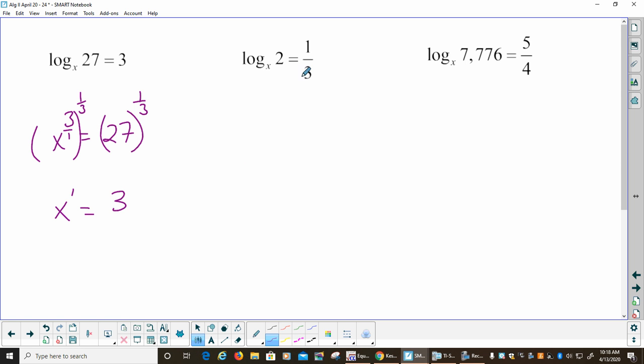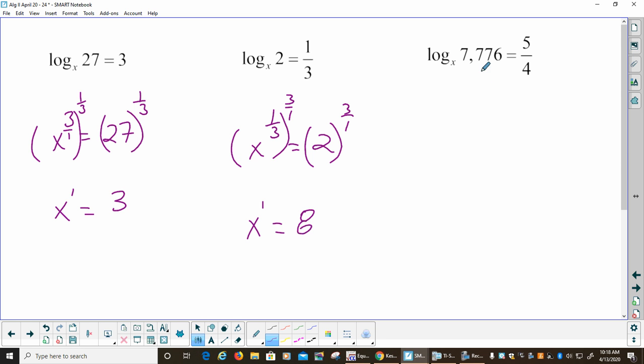Okay? This one. X to the 1/3 is equal to 2. How do I get rid of this? You raise it to the reciprocal power. Do I really need the 1? No, I'm just being thorough that they're reciprocals. X to the first is equal to 2 cubed. There you go.